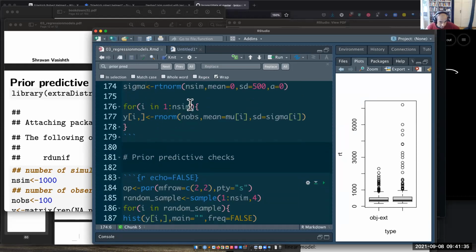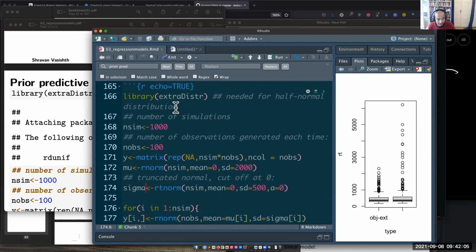Each of those 1,000 times, I'm going to take one of the 1,000 samples of mu and sigma, generate 100 data points, and save it in the ith column: the first column, second column, third column, then the 100th column. So what I will end up with when I run this command is a Y matrix that contains 1,000 rows and 100 columns. And each of the columns is a simulated data set that I produced from the model without seeing any data.